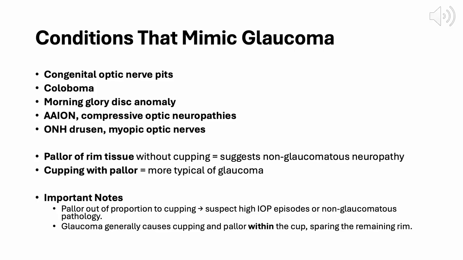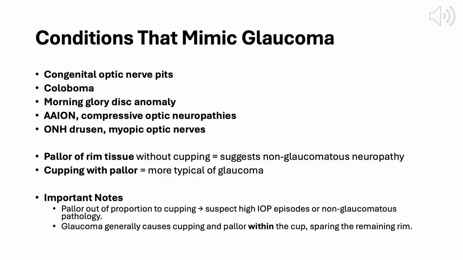Now that we've reviewed structural hallmarks of glaucomatous damage, including disc hemorrhages, rim thinning, RNFL loss, and peripapillary atrophy, it's equally important to recognize what isn't glaucoma. Some optic nerve appearances can mimic glaucomatous cupping but arise from entirely different processes. On this slide, we highlight a few key conditions that should stay on your differential when the optic nerve doesn't quite match the clinical picture.